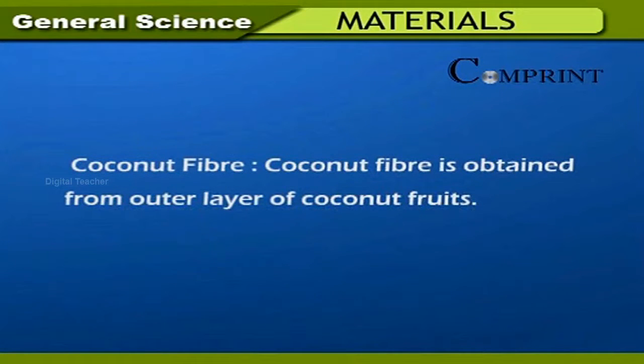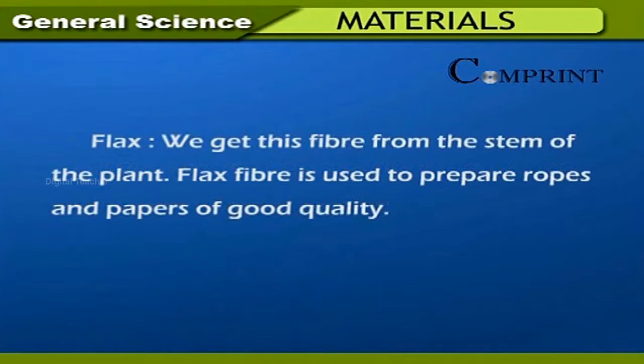Coconut fiber. Coconut fiber is obtained from the outer layer of the coconut fruit. Flax. We get this fiber from the stem of the plant. Flax fiber is used to prepare ropes and paper of good quality.